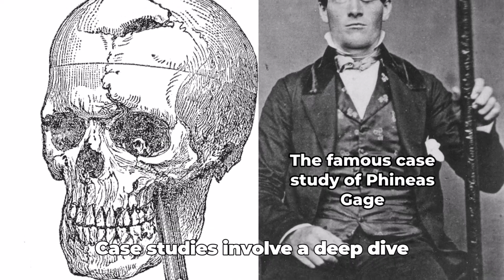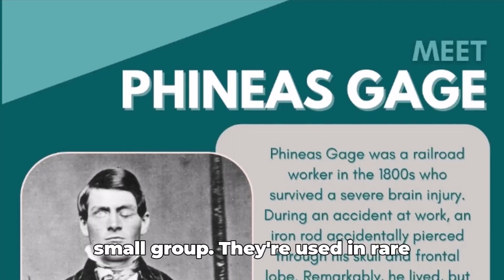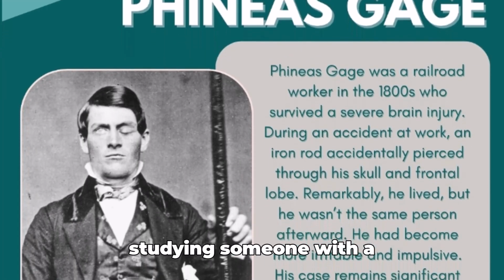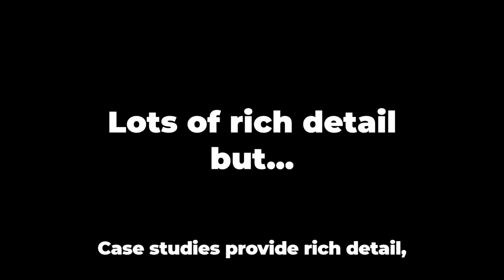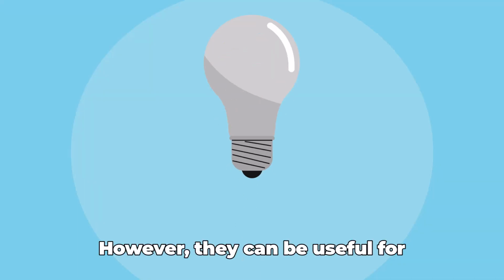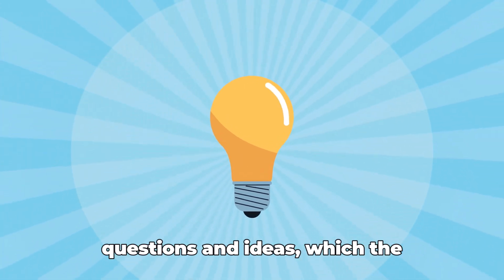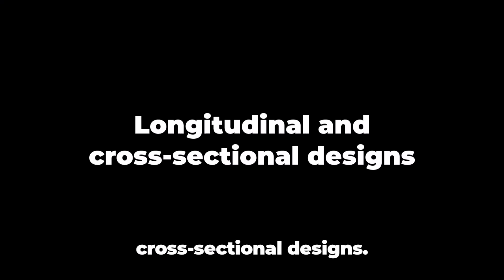Number 5, case studies. Case studies involve a deep dive into one individual or a very small group. They're used in rare or unusual situations, like studying someone with a unique brain injury. Case studies provide rich detail, but it's hard to generalize the findings to everyone. However, they can be useful for generating new research questions and ideas, which the researchers might then do an experiment on.